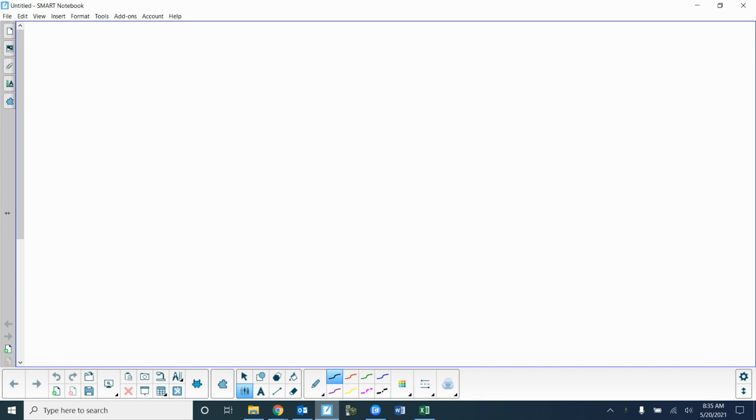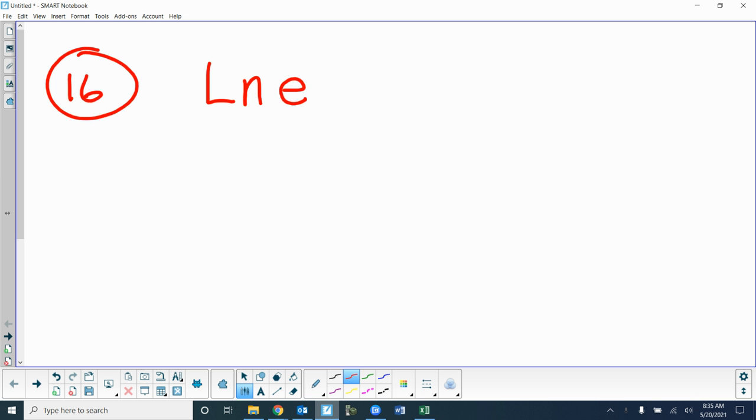So we're starting at number 16. And this one's really easy. This might be the easiest one on the whole exam. So it's natural log of e to the negative 6x power. Remember, ln for natural log means log base e.